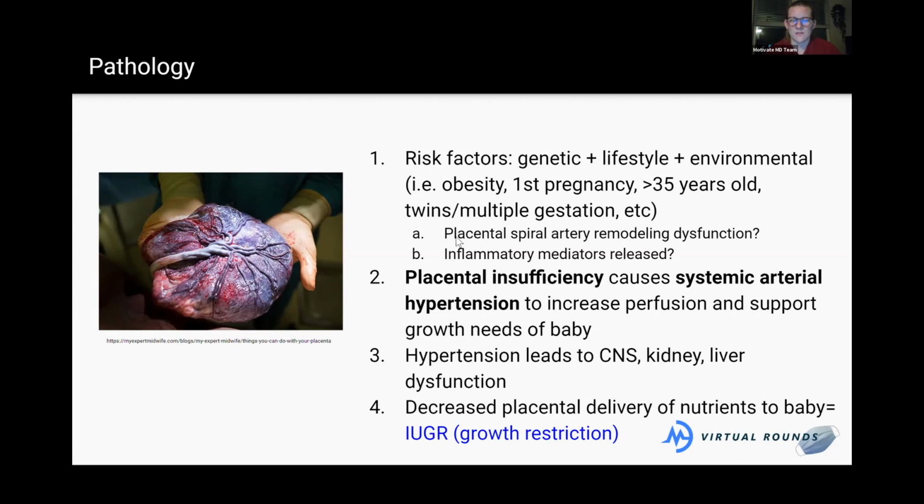So I know that this is kind of a complex slide, but the takeaways from this are that we know a couple risk factors, like being obese, having your first pregnancy, being over 35, and having twins or multiples. The actual pathologic process is this placental insufficiency, and that leads to all of these other symptoms that we've already discussed. Does anyone have questions about the pathology or how to correlate it with some of the exam findings that we found?